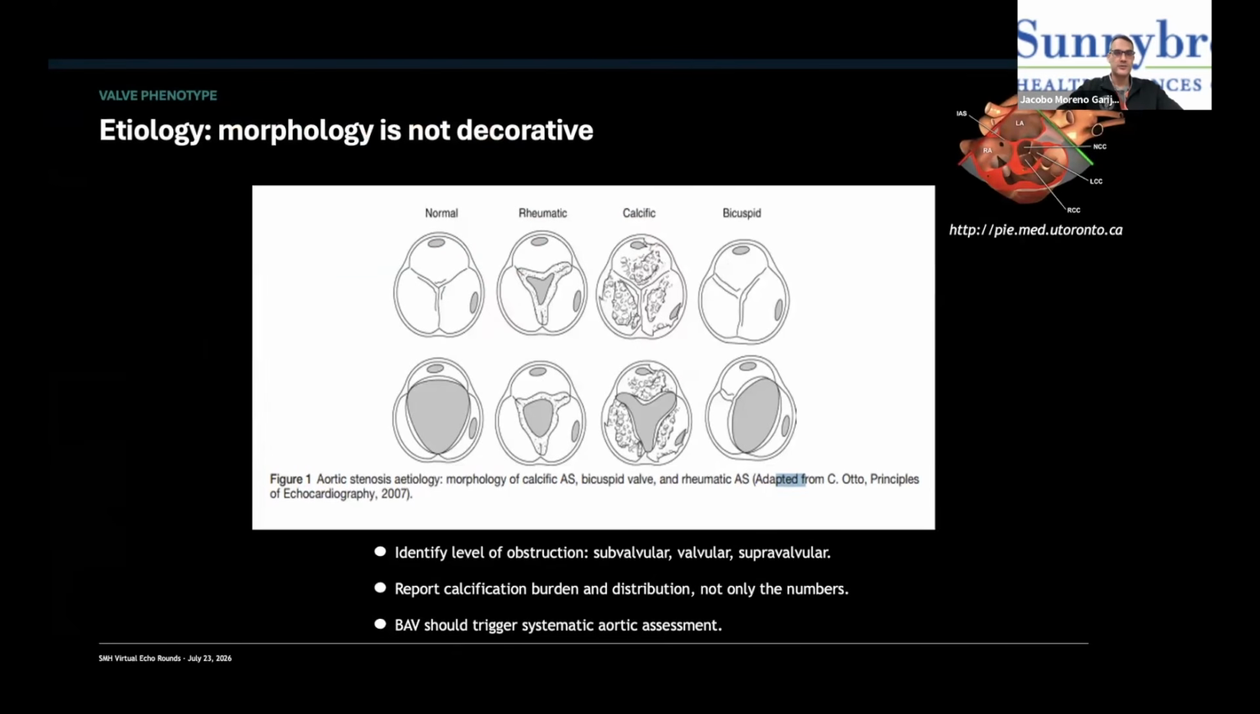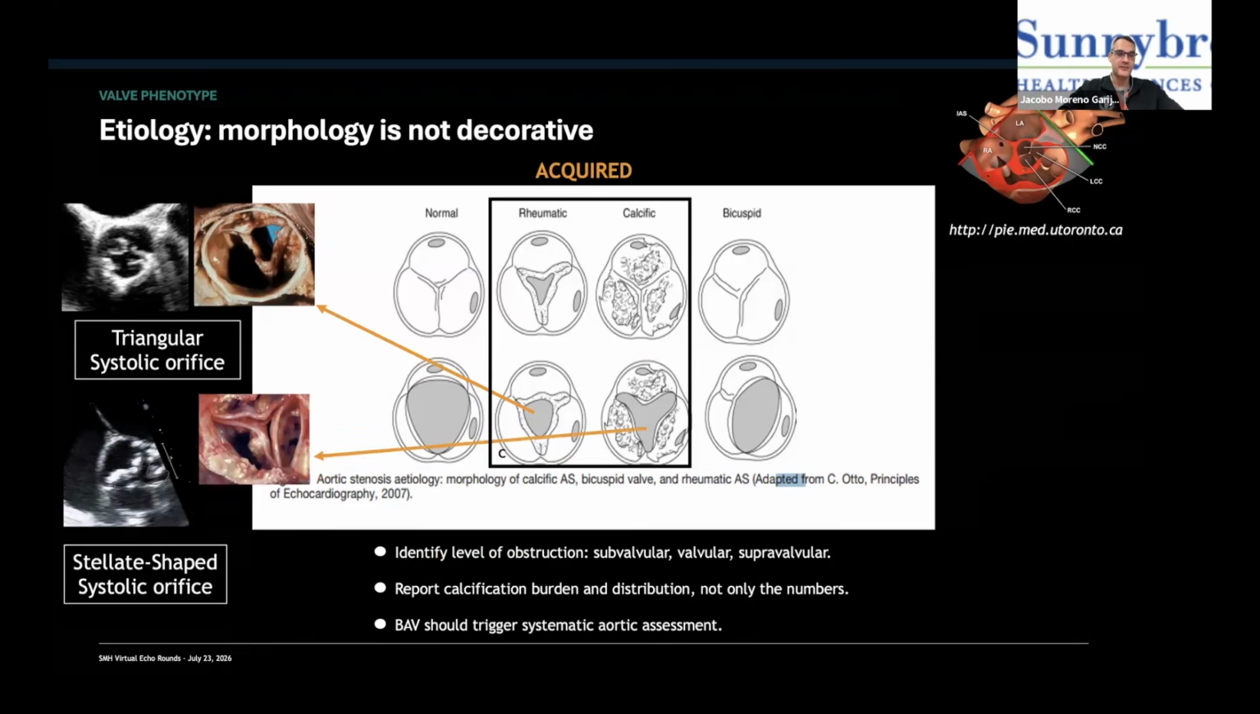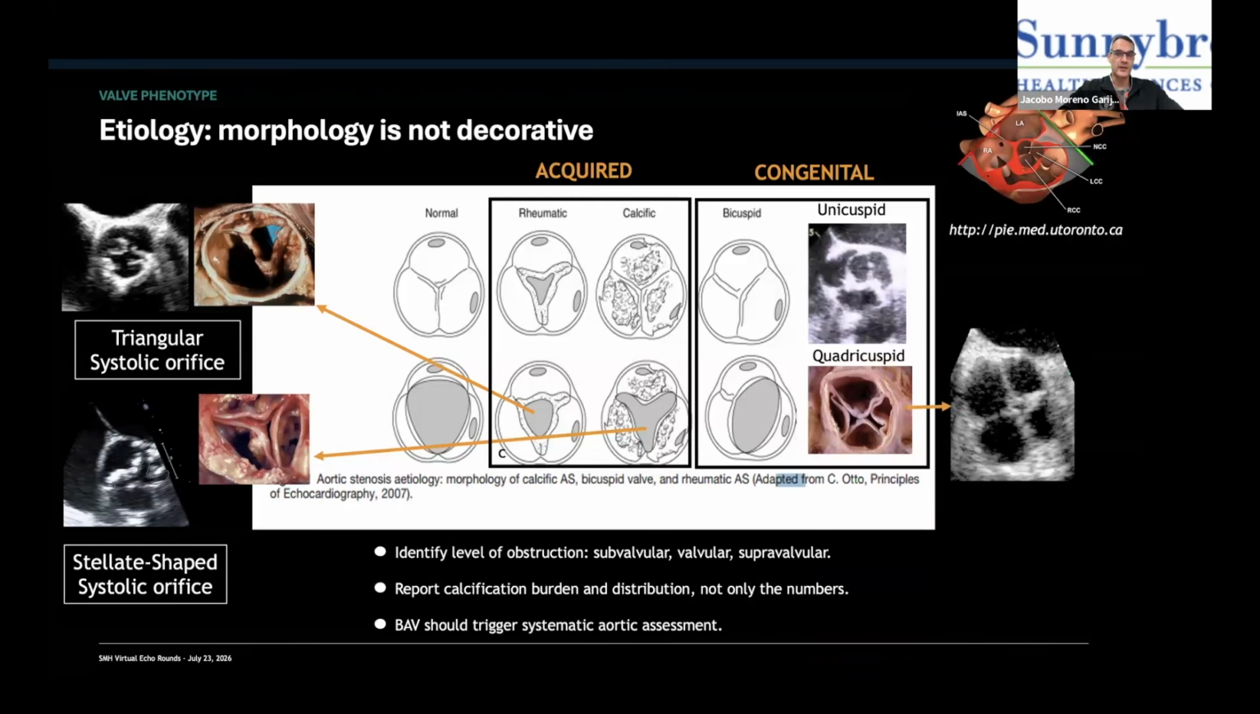So, etiology. Morphology is not decorative, right? We have acquired aortic stenosis that can be rheumatic, where normally we look for a triangular systolic orifice, or calcific, when it's more of a stellate-shaped systolic orifice. And then we have congenital. The most common one is bicuspid, but we have other ones like unicuspid, very unlikely, and quadricuspid too. Those are the majority of the times that we are going to be seeing the morphology of an aortic stenosis.